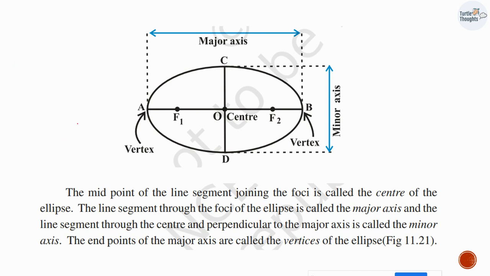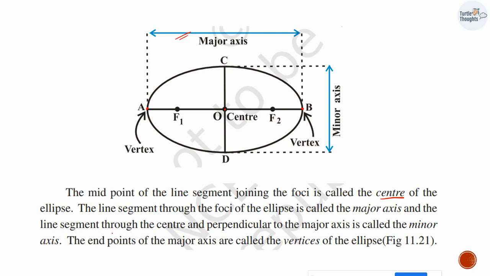Next, we have major axis and minor axis. Similar to the center of the circle, the midpoint of the line segment joining the two foci is called the center of the ellipse. The line segment which passes through the foci and touches the ellipse is called the major axis.